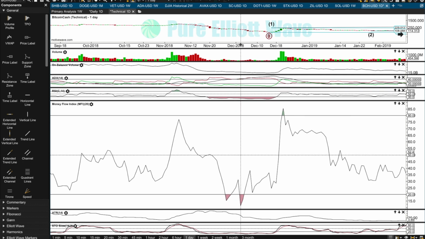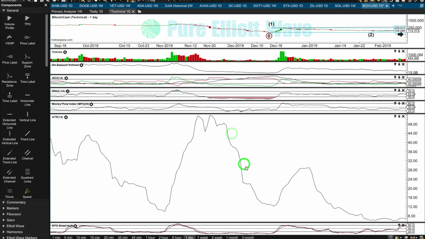There was bullish divergence between money flow index and price between these lows here and here. Price closes lower, money flow index is higher. ATR declines throughout the end of this bear market.